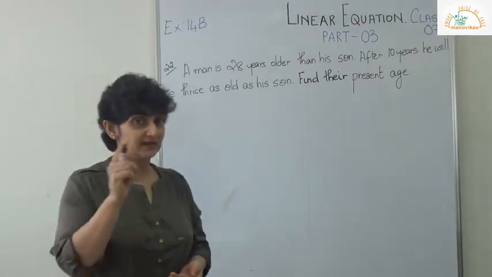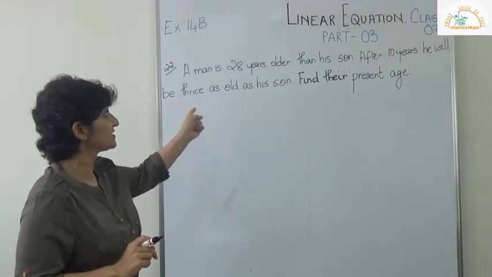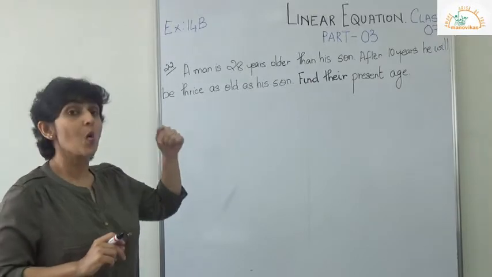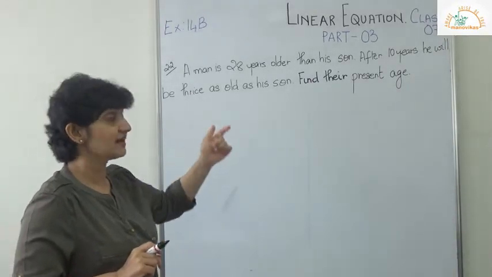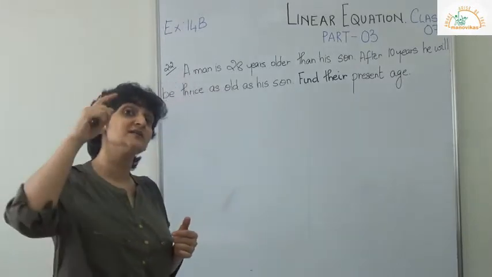Question 22. It's similar to your 21, but just let's read it and understand the difference. A man is 28 years older than his son after 10 years. Now it is not years ago.